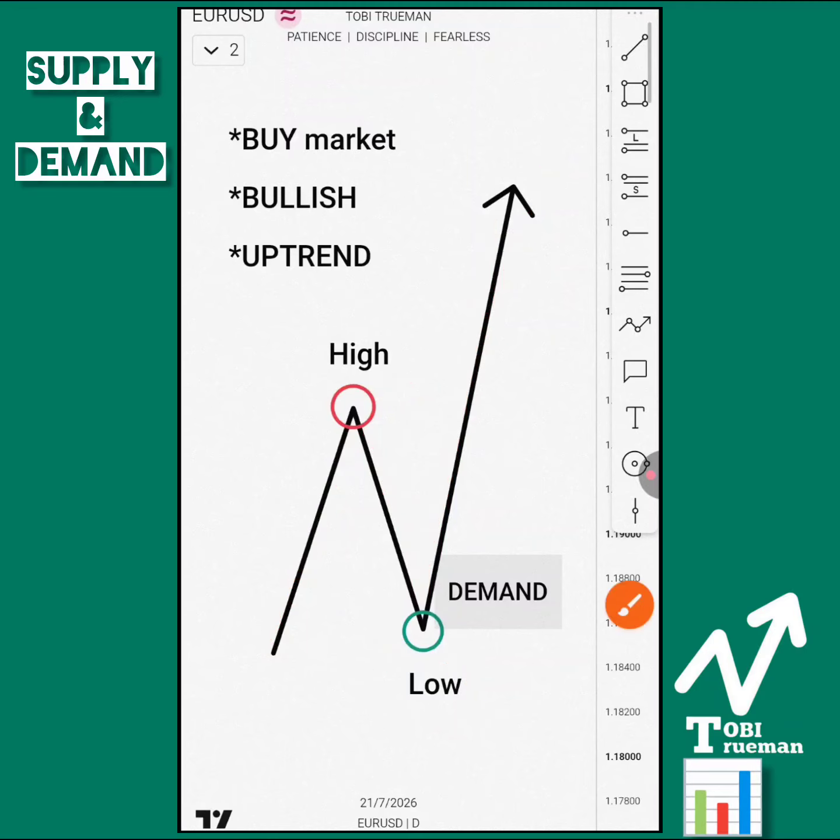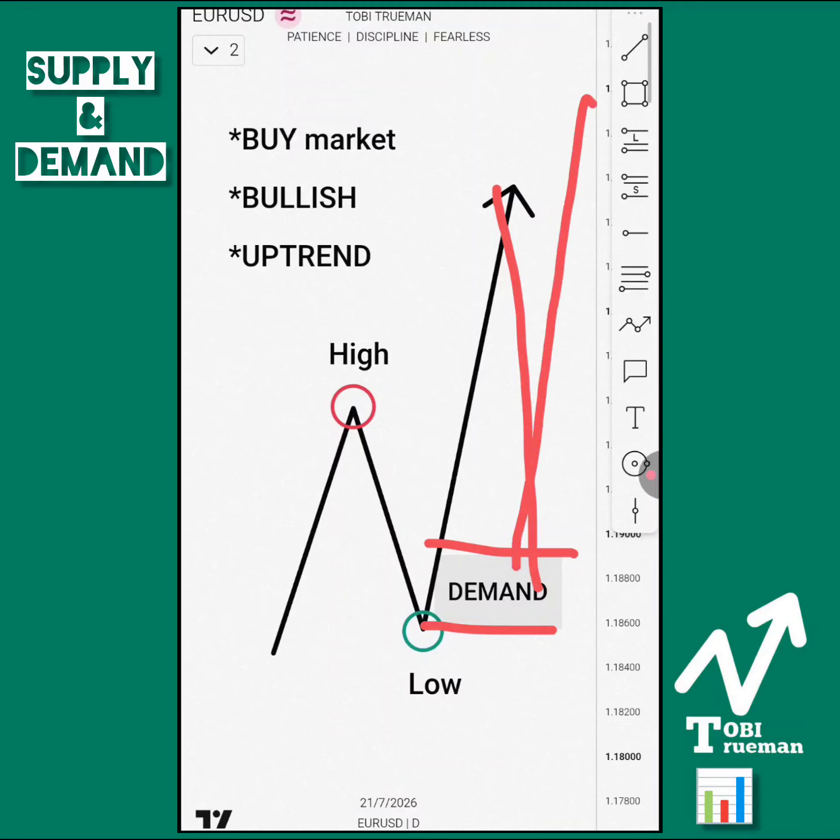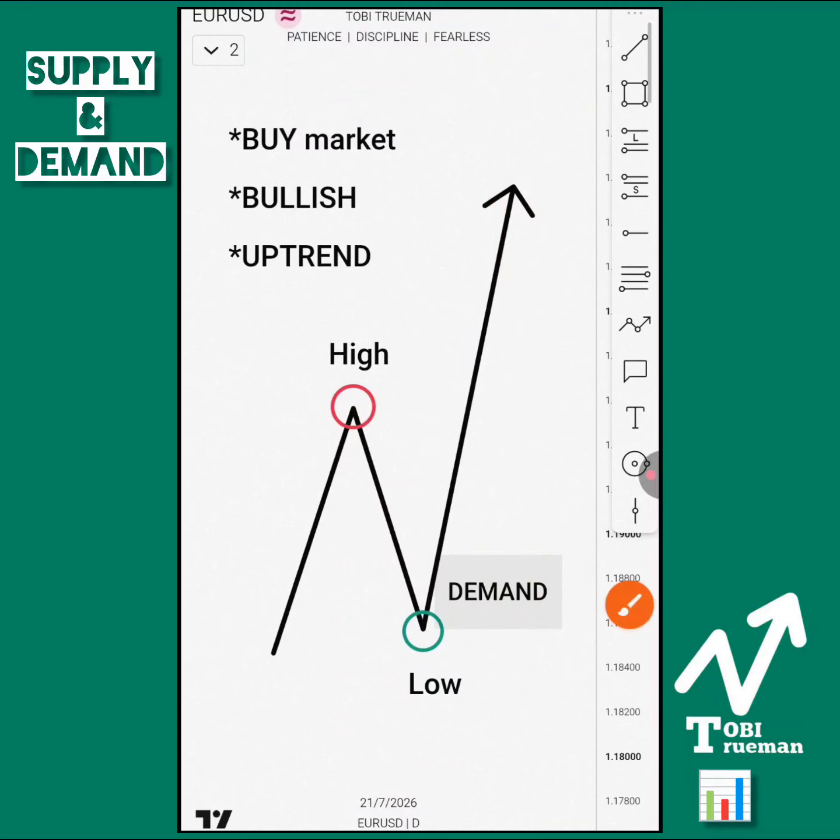Okay, and at that low point, since this is a buy market, we can look for our valid demand zone. Then we can expect price to come back to the demand and continue to buy this market. That's just it. Now this is the skeletal drawing. Let's see how it appears on the real chart.